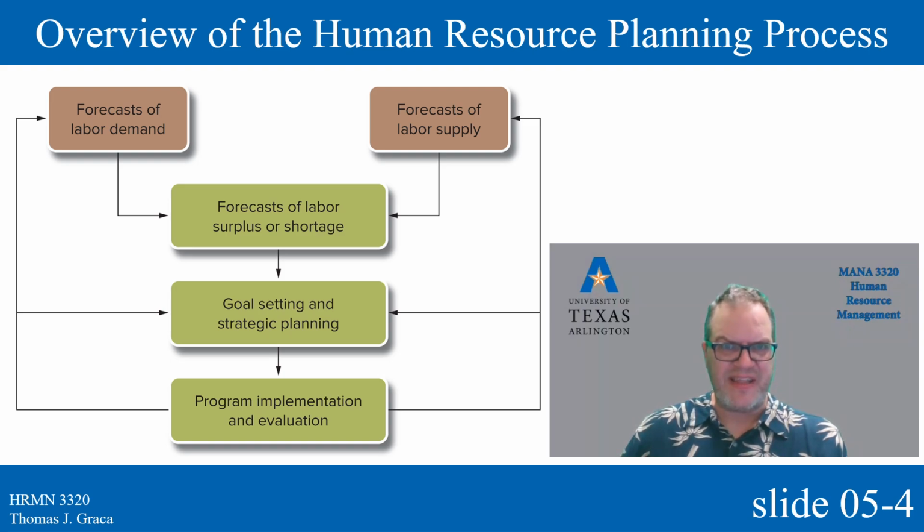So we take that information we have about our prediction about a future labor surplus or shortage. We use those data then to inform our goal setting and strategic planning. So goal setting for hiring, for training, for promotions, for other kind of personnel actions. Then from that goal setting, we implement programs to resolve that shortage or surplus one way or the other, and then evaluate the work we've done. So that's, again, kind of big picture, 30,000 feet overview of what this planning process looks like.